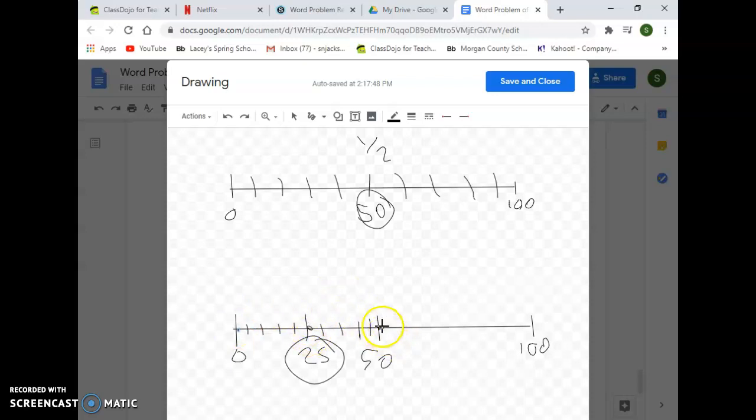25 to 50 is 25 away. 25 to 0 is 25 away. Here is our center mark right there at 25. So your answer on this one should have been 50 chocolate chips and 25 chocolate candies.